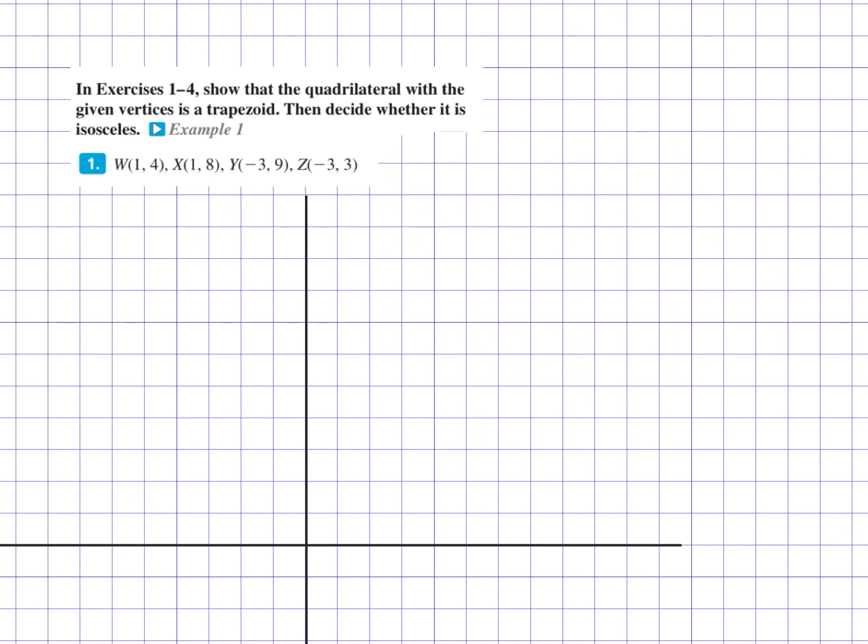Okay, W is at 1, 4. X is at 1, 8. Y is at negative 3, 9. And Z is at negative 3, 3. Okay, so if we connect those, we see we have a trapezoid because these two are parallel.